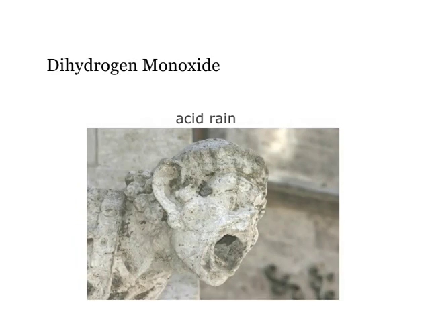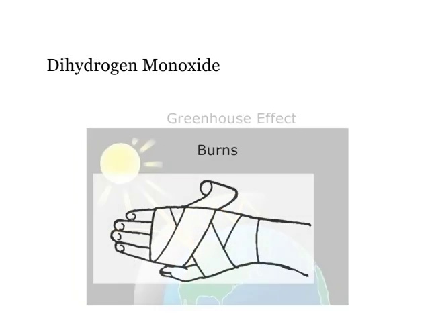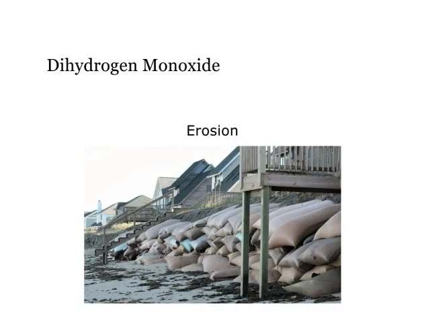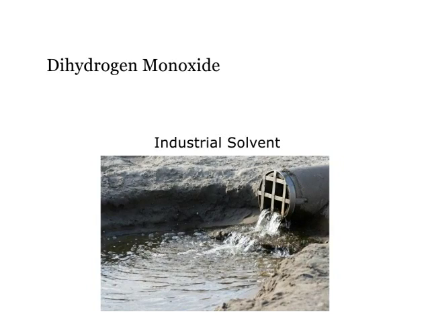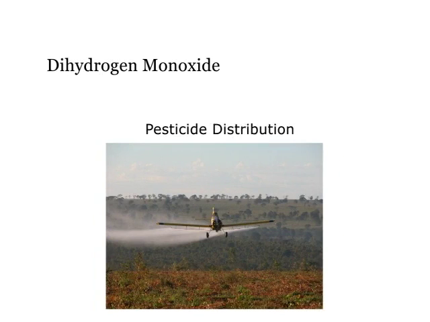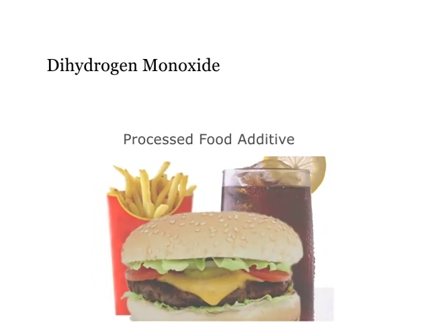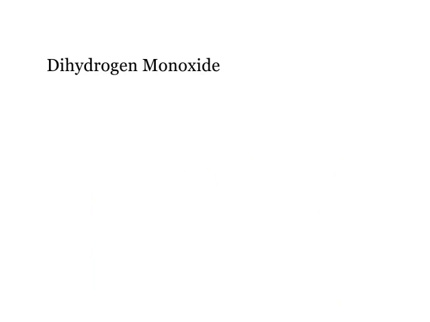And finally, there is the dangerous dihydrogen monoxide. Dihydrogen monoxide is the major component of acid rain. It contributes to the greenhouse effect, can cause severe burns, and badly advances the erosion of natural landscapes. In spite of these potential hazards, dihydrogen monoxide is widely used as an industrial solvent in the distribution of pesticides and is now a major additive in many processed foods. Dihydrogen, H2, monoxide, O. Dihydrogen monoxide, more commonly known as water.